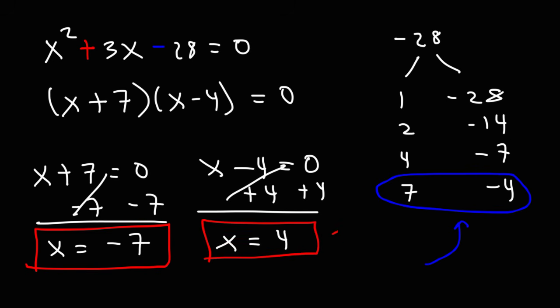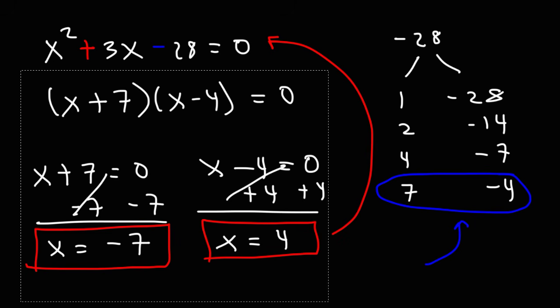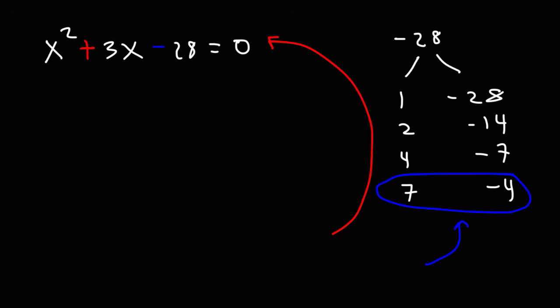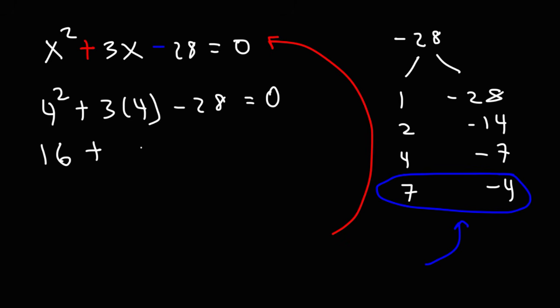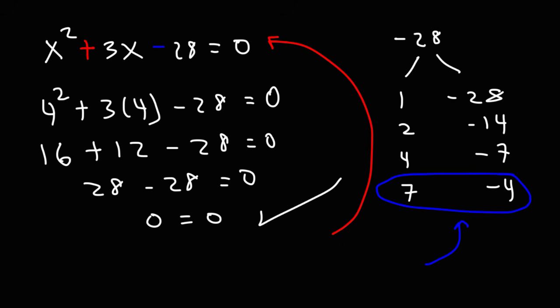And what you could do to check your work is you can plug it back in to the original equation. Let's plug in 4. 4 squared plus 3 times 4 minus 28. Let's see if that's going to give us 0. 4 squared, or 4 times 4, is 16. 3 times 4 is 12. 16 plus 12 is 28. 28 minus 28 is 0. So we could see that this indeed works.